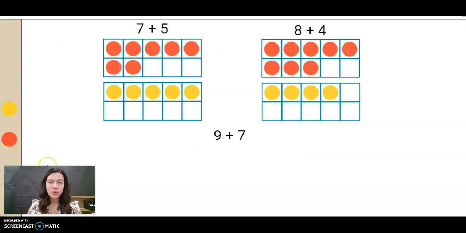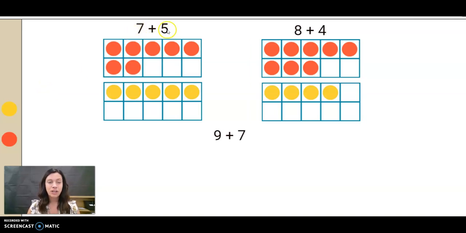To review, you have already learned a little bit about making 10. We learned about combinations of 10 or pairs of 10. Numbers like 1 and 9, or 2 and 8, 3 and 7, 6 and 4, and 5 and 5. Those are number pairs that together equal 10. Well, we're going to use that idea of make 10 to learn about how this strategy can help us when we have numbers that aren't a pair of 10, but we can still make 10.